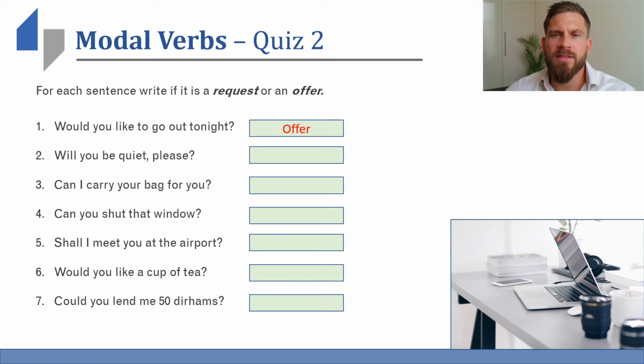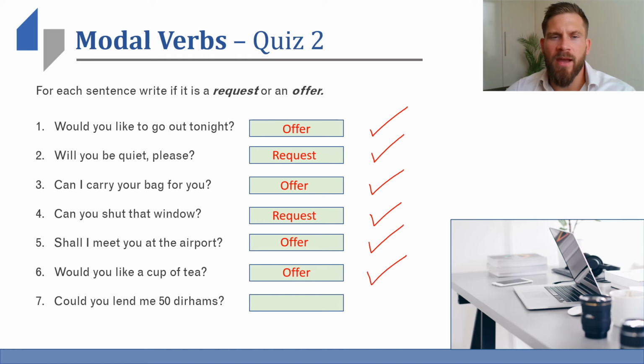Question 1 is offer. Question 2 is a request. Question 3 is offer. Question 4 is a request. Question 5 is offer. Question 6 is offer. And question 7 is request. Well done. I hope you got 7 out of 7.